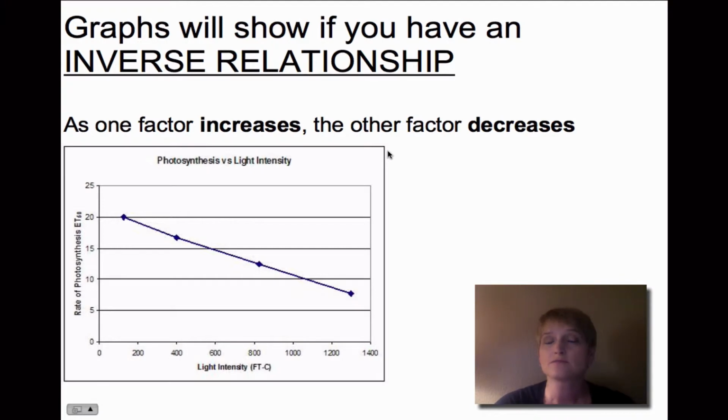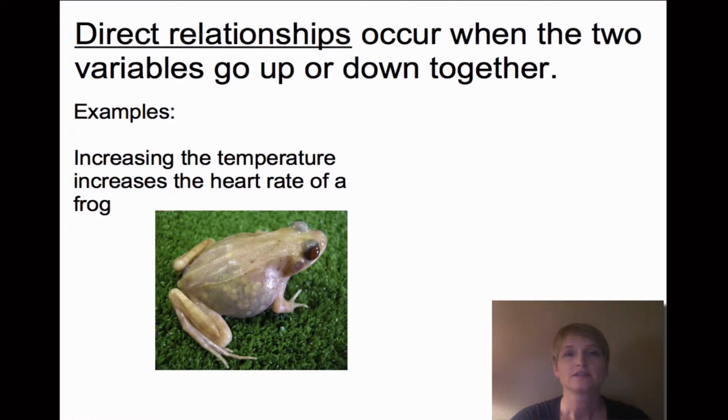So graphs will show us if we have an inverse relationship. That means as one factor increases, the other factor goes down. In this graph it shows that the rate of photosynthesis goes down as light intensity increases. Direct relationships occur when the 2 variables go up or down together. An example of this would be if we increase the temperature of a frog's habitat, the heart rate of the frog is going to increase as well.